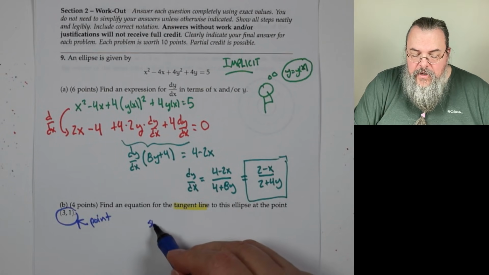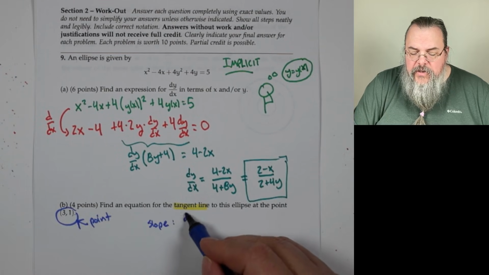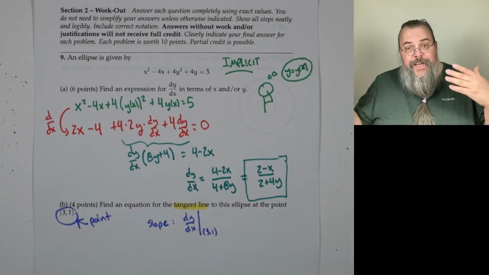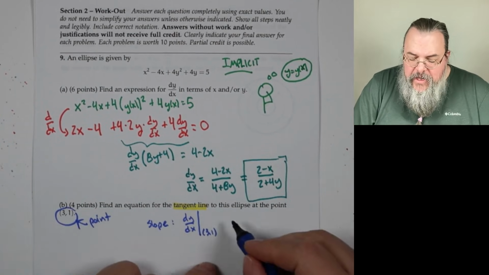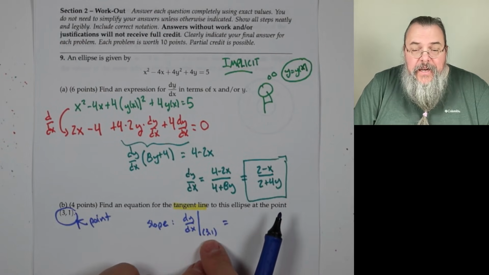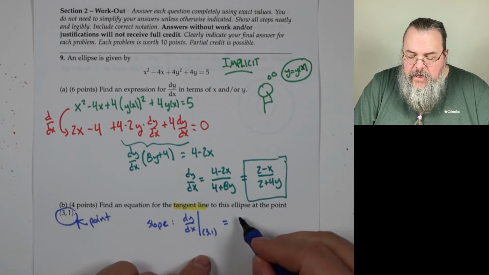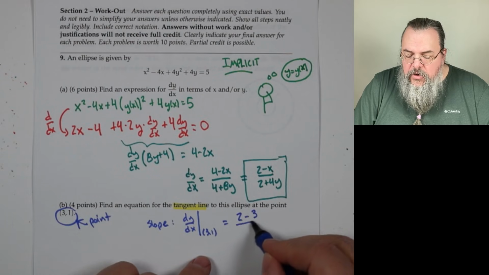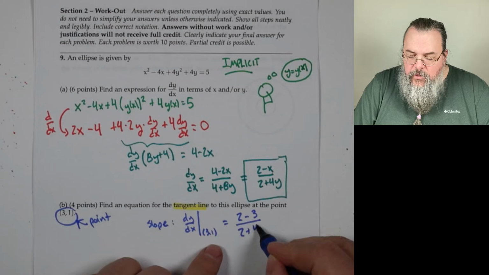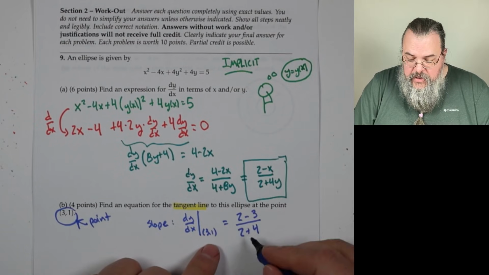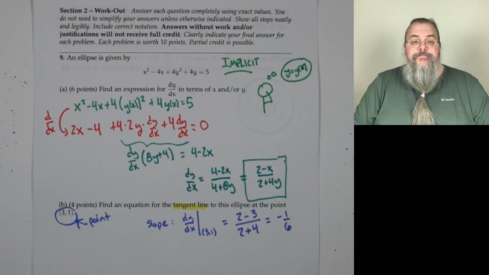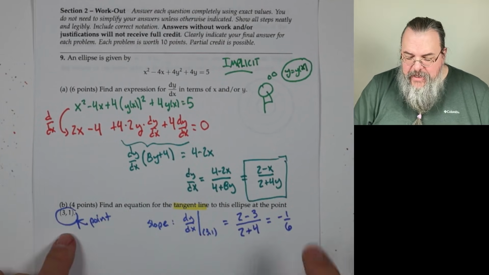And we need slope. So for slope, we take our derivative, dy/dx, and evaluate it at (3, 1). So we're going to take our expression here, and everywhere we see an x, we put a 3, and everywhere we see a y, we put a 1. So we're going to have 2 minus 3 over, because x is 3, 2 plus 4, because y equals 1. And so we get minus 1 over 6. Minus 1/6.